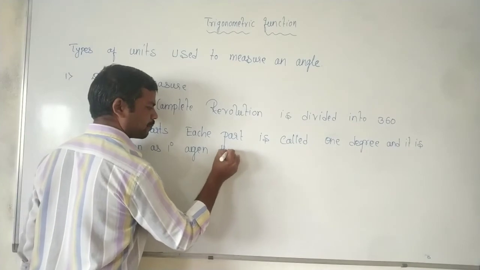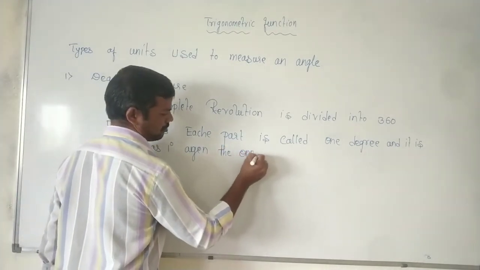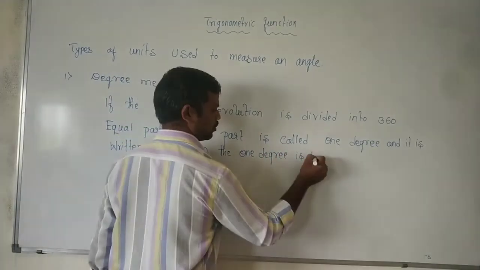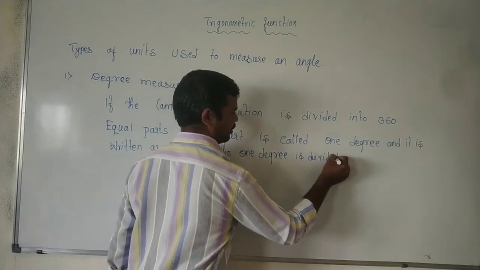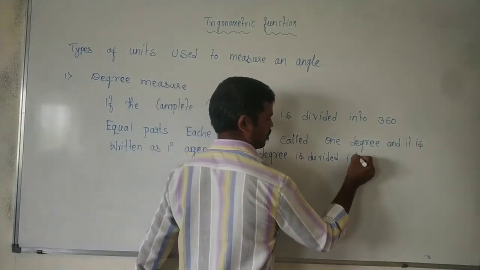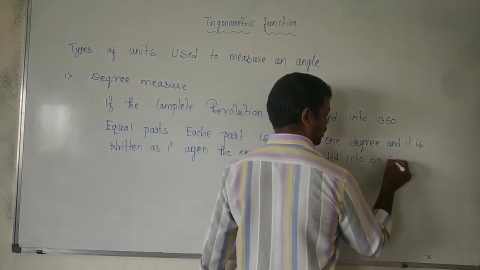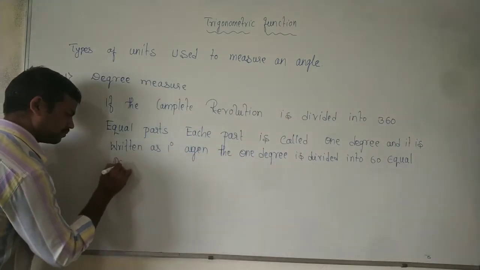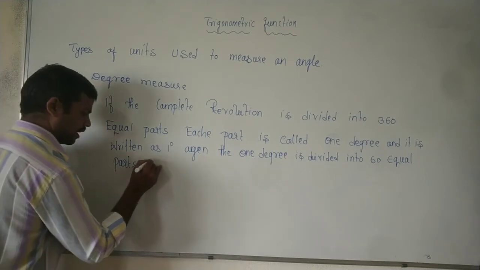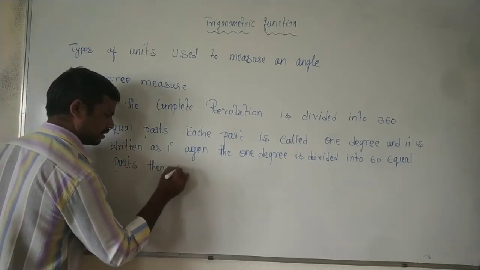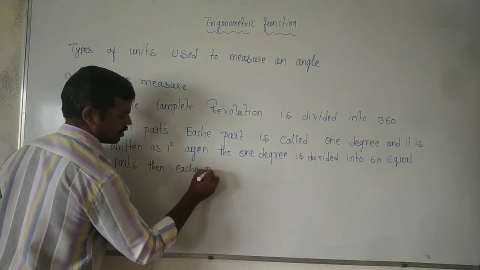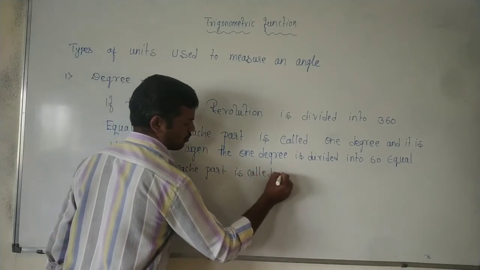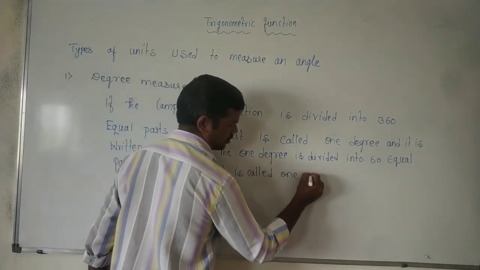Again, the 1 degree is divided into 60 equal parts. Then each part is called 1 minute.